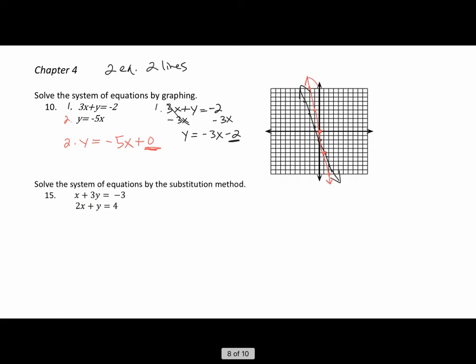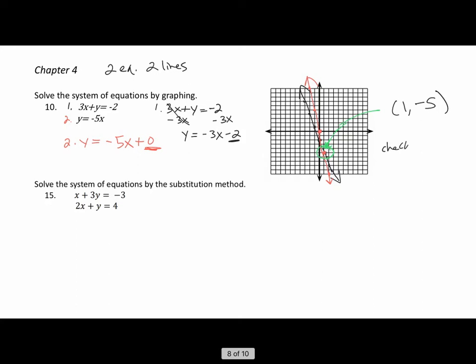And does it appear as if those 2 lines share any points? It looks like they share that point right there. So it kind of looks like that point is 1 for x and -5 for y. It looks like that to me. Well, how do I know if that's true? Because I'm kind of guessing here, right?